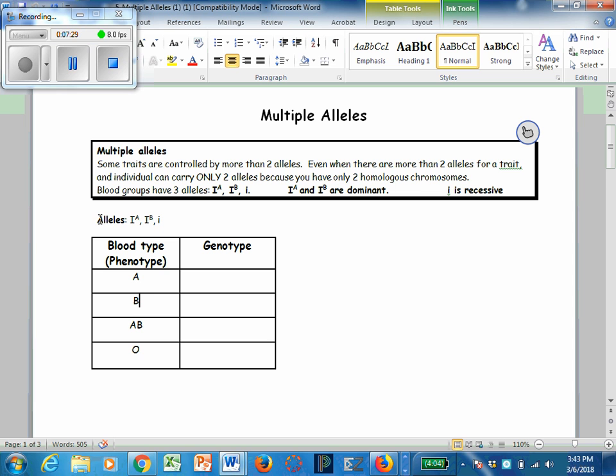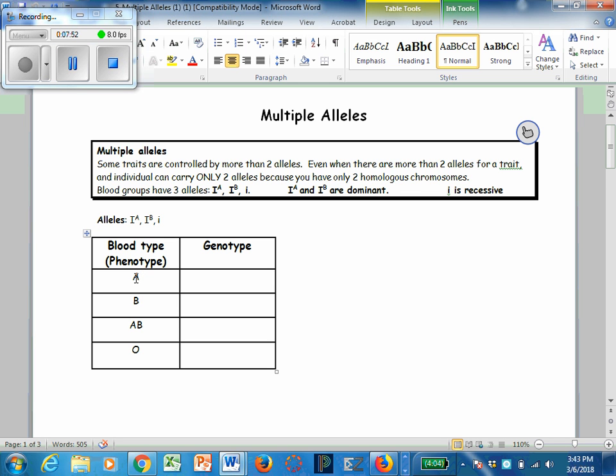But really all we're looking at are proteins on your cell membranes. We talked a little bit about this a couple units ago, those cell surface markers. If you have A blood, you've got the A protein; B blood, you have B protein; AB blood, you have both; and O, you don't have it. So it's just a way to identify what type of red blood cells you have.